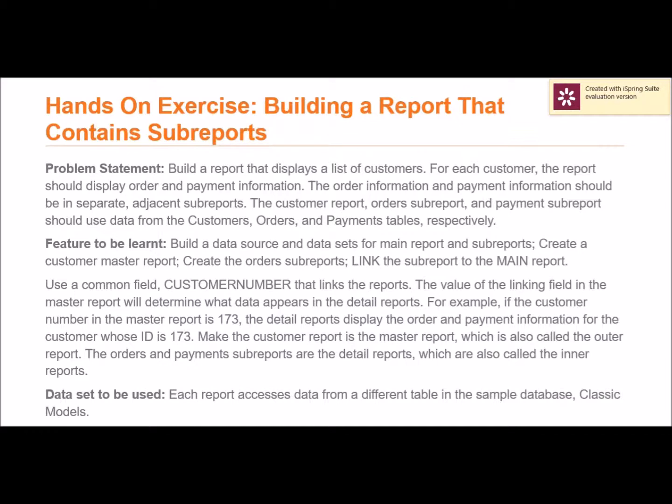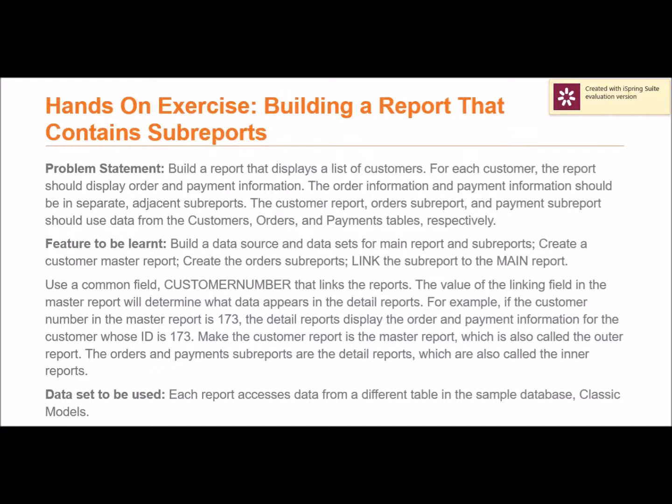So what did we learn? We learned how to build data sources. We also used a list. We've never done that before. In this course, we created a customer master report, and then we linked those reports through data parameter binding. So we used a common field. We found the common field, customer number, and then we linked that.